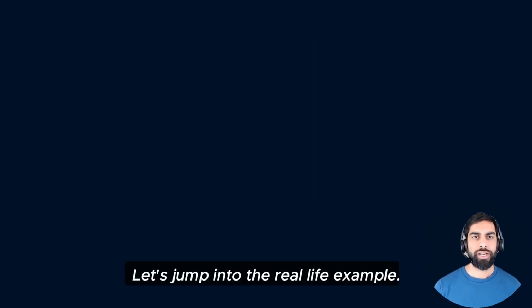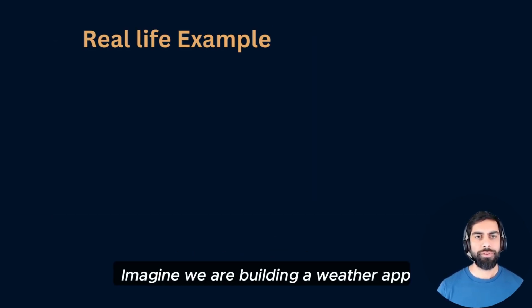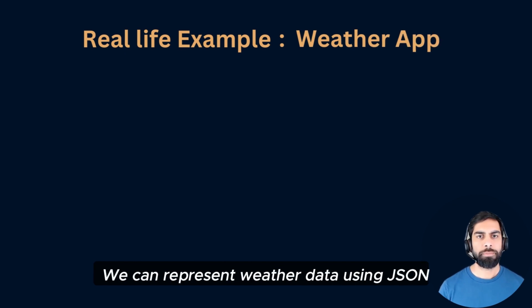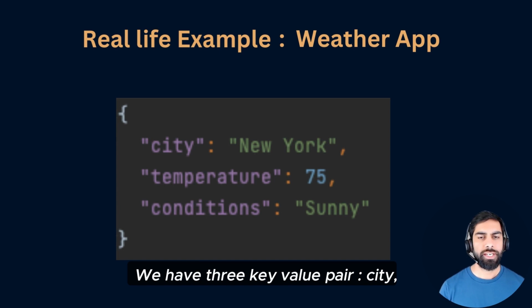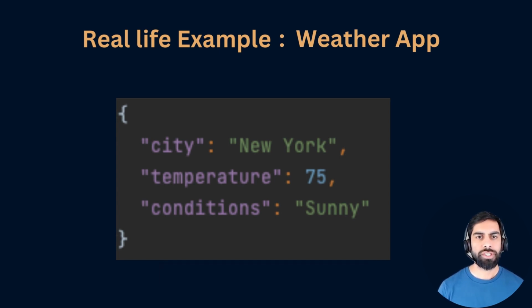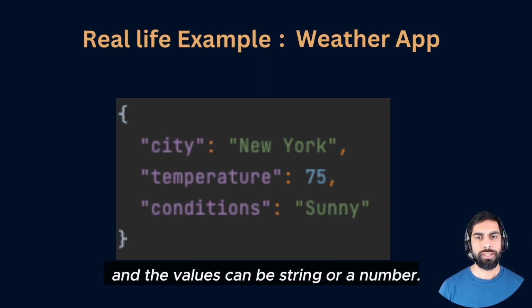Let's jump into a real-life example. Imagine we are building a weather app. We can represent weather data using JSON. In this JSON object, we have three key value pairs: city, temperature, and condition. The keys are strings, and the values can be a string or a number.